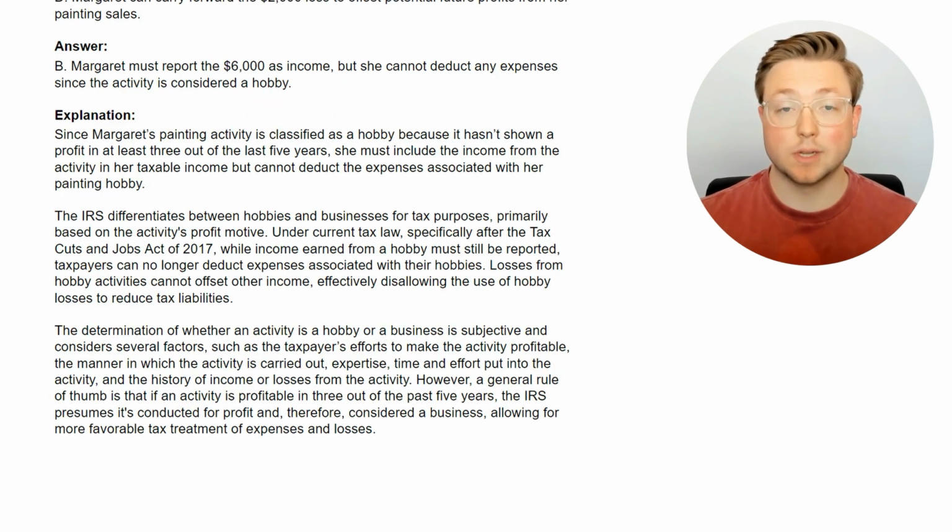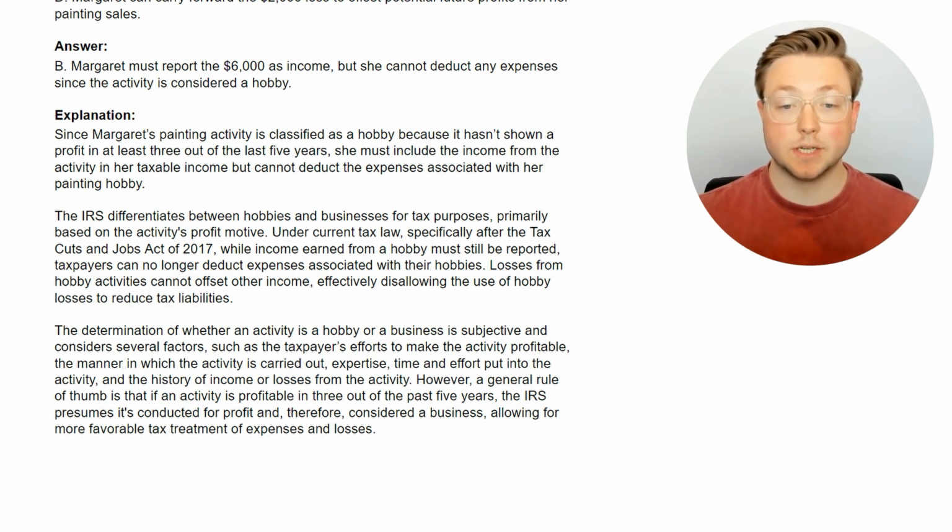So Margaret must report the $6,000 of income, but she cannot deduct any expenses since the activity is considered a hobby. So let's learn why it's considered a hobby. Since Margaret's painting activity is classified as a hobby because it hasn't shown a profit in at least 3 out of the 5 years, she must include the income from the activity in her taxable income, but cannot deduct the expenses associated with her painting hobby.